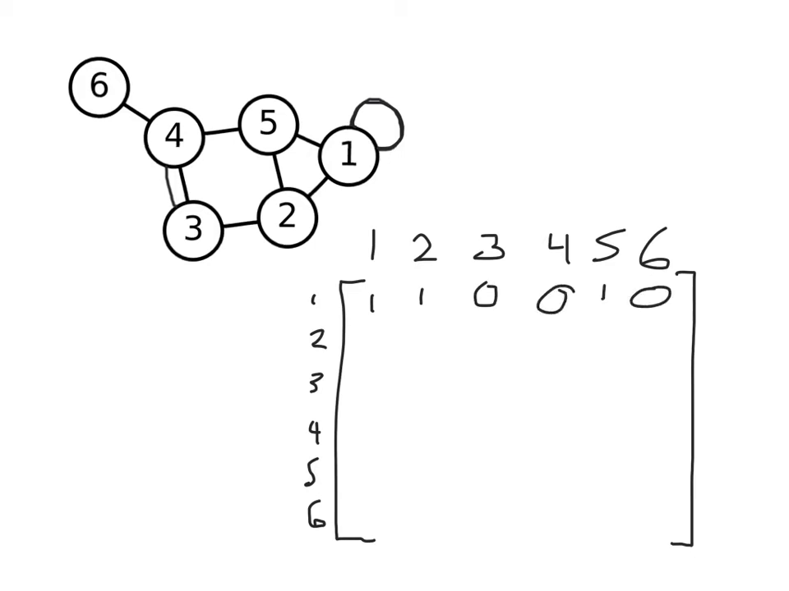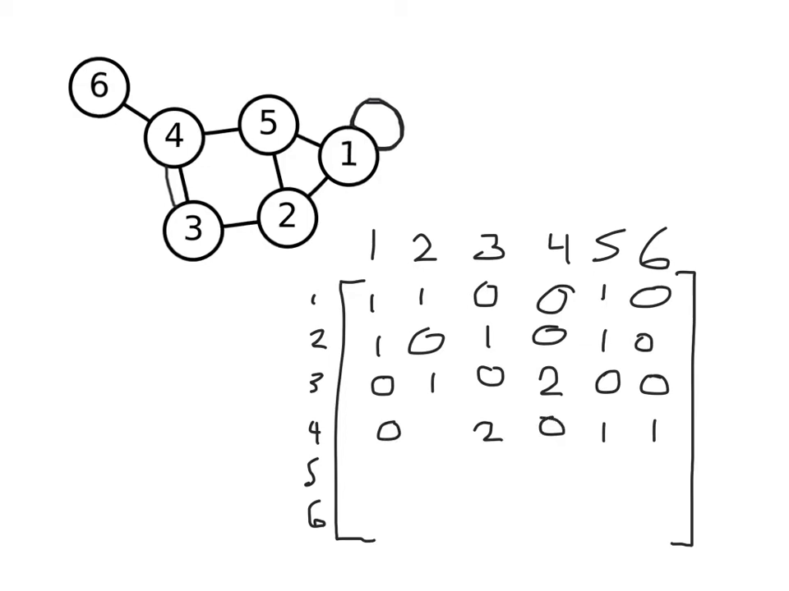Node 2 goes to 1, 3, and 5, same as before. Node 3 goes to 2. This time it has 2 edges joining to 4. So that 2 represents our parallel edges. Node 4 joins twice to node 3, once to 5 and once to 6. Node 5 joins to 1, 2, and 4, and node 6 just goes to 4.